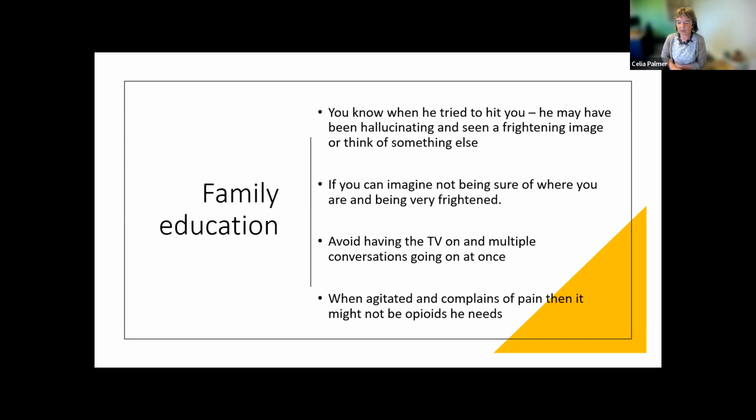So the other important thing for us is also education for the family. They can find it quite traumatizing when somebody's agitated, and it might take you a bit of a while to get on top of that agitation. Explanations of the person's mental state, and why that might be happening, might really help that family. So look, he might have been aggressive to you because he's actually hallucinating and seeing frightening images. It's nothing to do with you or his relationship with you. If you can imagine not being sure of where you are and how that would make you feel.